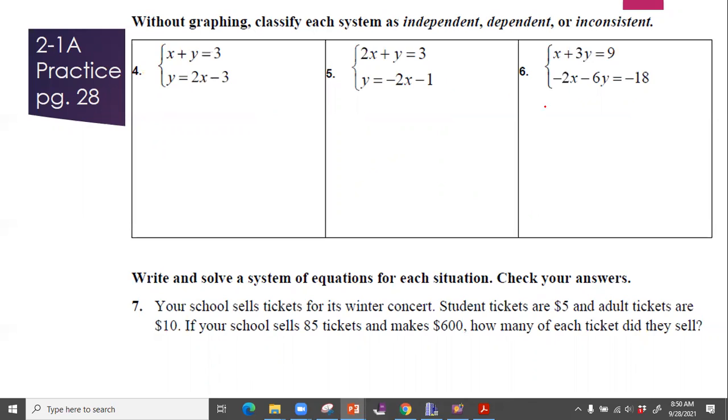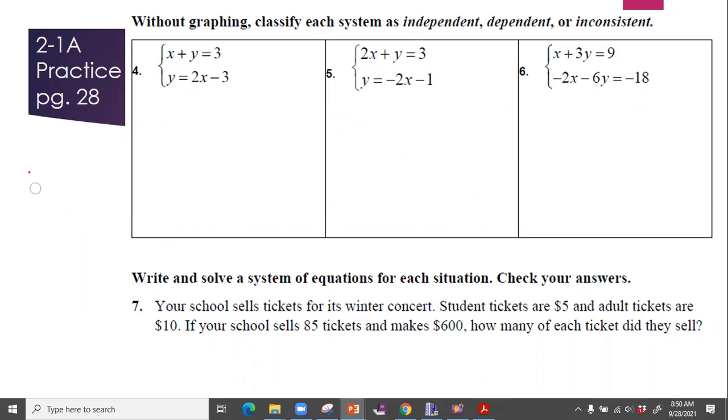So on 4, 5, and 6, you're not graphing. All you have to do is find the slope, the y-intercept, and tell me whether it's independent, dependent, or inconsistent, okay? So remembering the rules for each one of these.